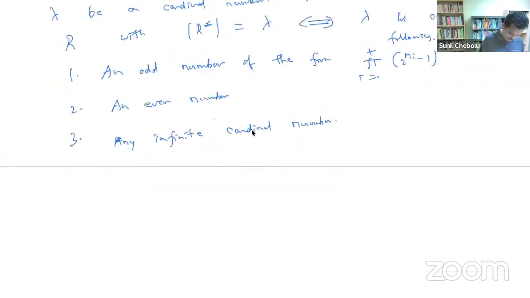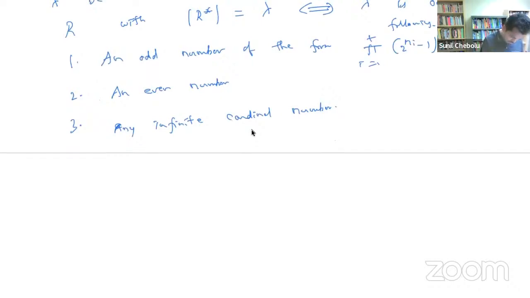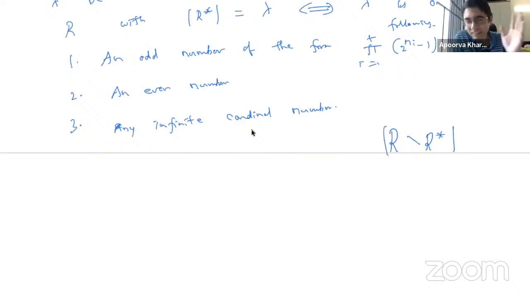So basically, you are asking, can we bound this quantity R minus R star somehow? That's right. Yeah. Effectively or ineffectively or somewhere. Right.